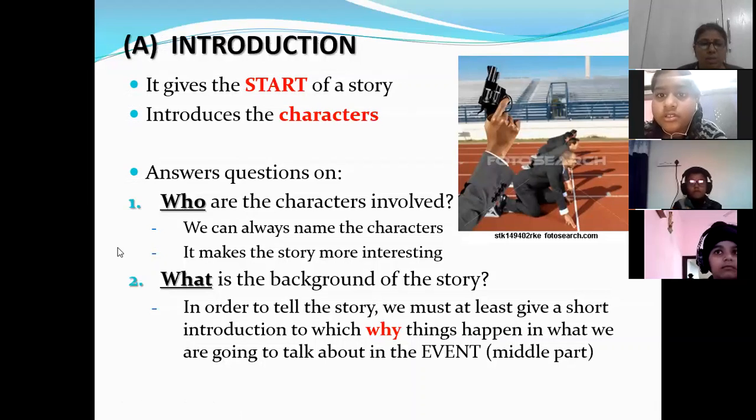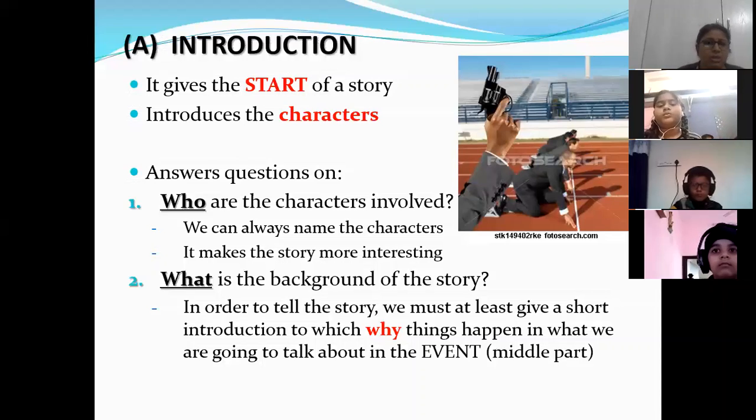Because when you are naming the characters, it makes the story more interesting. Now, what is the background? Why is this story made, or why are you writing this story? In order to tell the story, we must at least give a short introduction to why things are happening in what we are going to talk about in the event, or in the middle part.